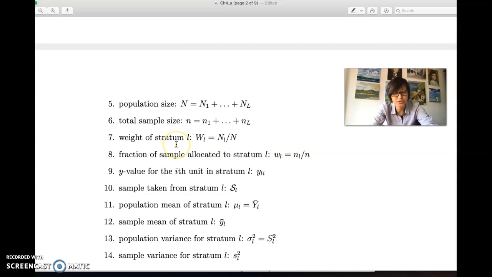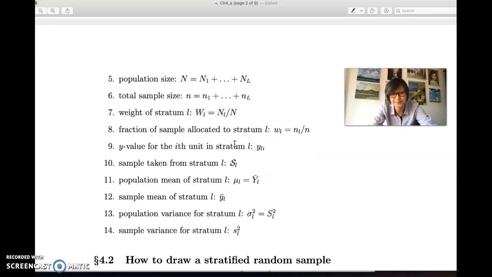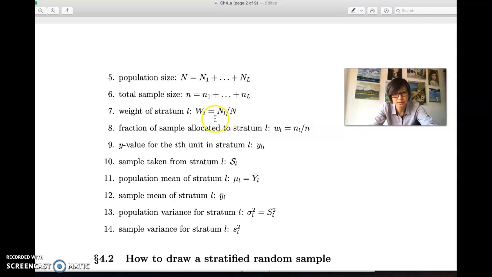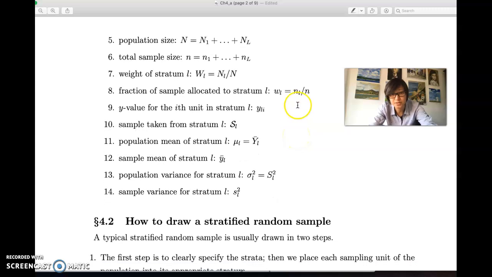Weight of stratum. So this is very important. We have a capital W_l to indicate the weight of each of these districts. So the weighting would be weighted by the population size. For example, the population of Wan Chai out of the entire population in Hong Kong would be the Wan Chai weighting. Of course, we can weight it by our sample size. So our Wan Chai sample size out of the total sample size would be indicated as the lowercase w_l.